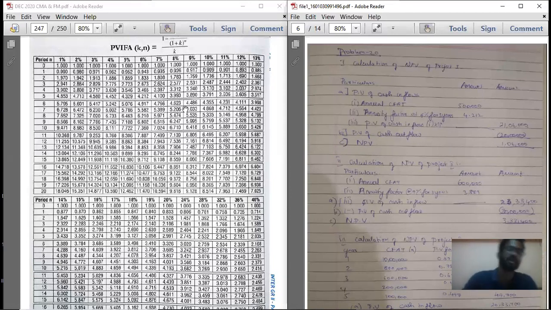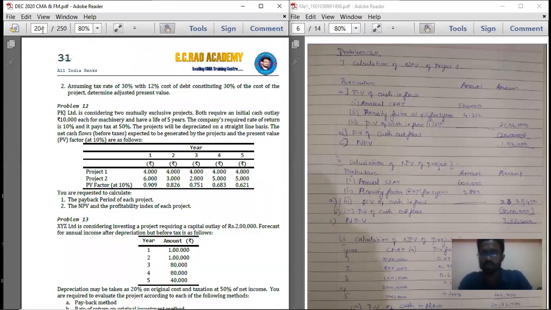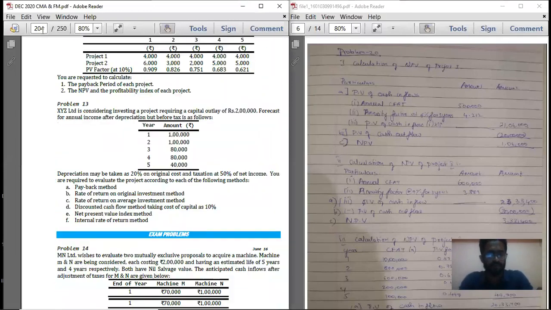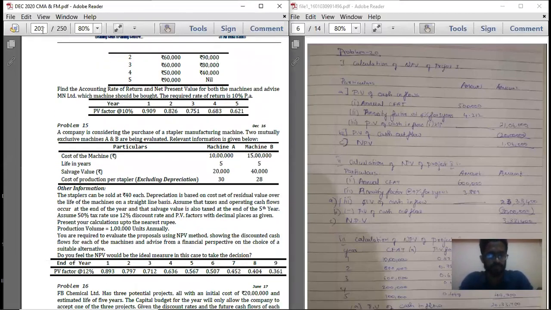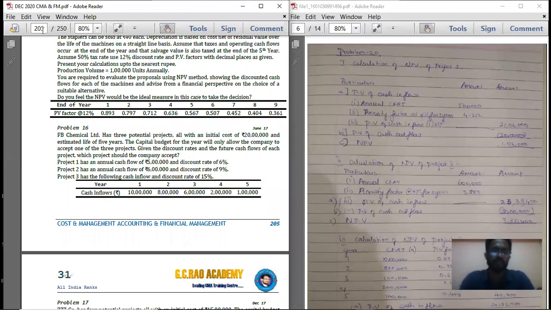Now repeat the same thing for project 2. What was the page number? 204, yes. No, 205. Okay. So using that annual cash flow after tax and discount rate, we found the project 1 NPV. So repeat the same thing for project 2. Below that, statement number 2: Calculation of NPV of project 2.